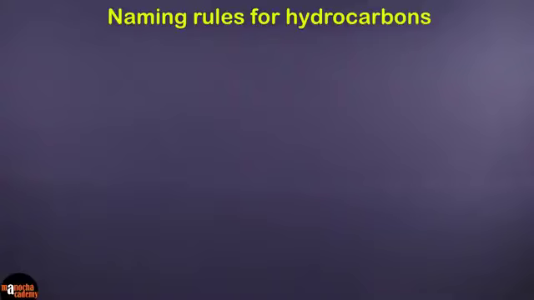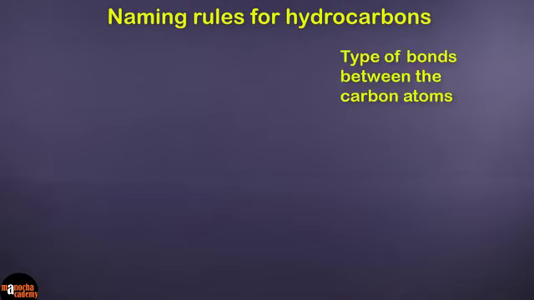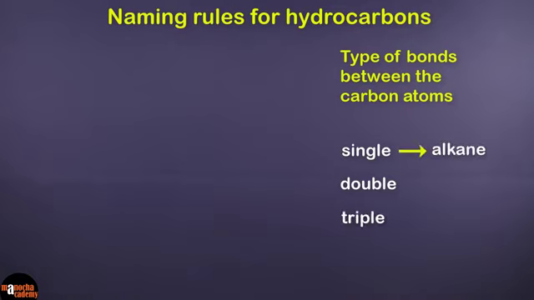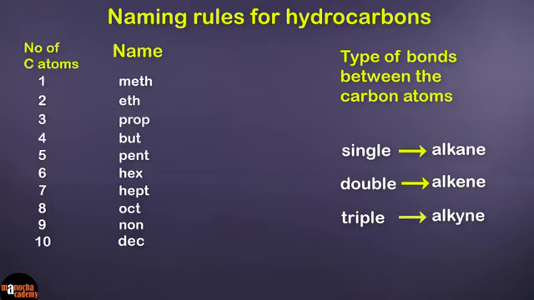But before that, let's do a quick recap of the naming rules. Let's revise the naming rules for hydrocarbons. First check the type of bond between the carbon atoms: single, double or triple bond, since this decides if it is an alkane, alkene or alkyne. Next, count the number of carbon atoms. Using this list, decide the initial part of the name based on the number of carbon atoms. Join the initial part and the end to get the IUPAC name.